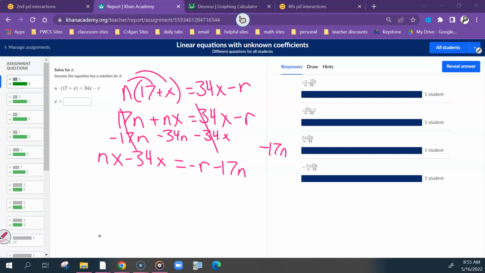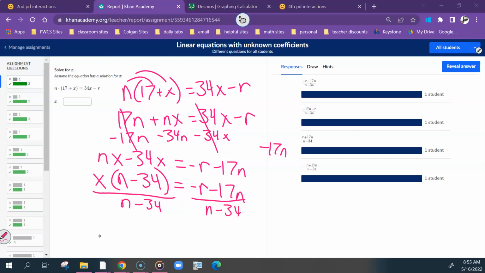So what I could do is factor out an x out of both of these, since there is an x in both. If I divide x out of both of these, what would be left? n minus 34. And then how would I get x by itself from here? Divide both sides by n minus 34. So our final answer, I'm going to rewrite this now: x equals negative r minus 17n over n minus 34.